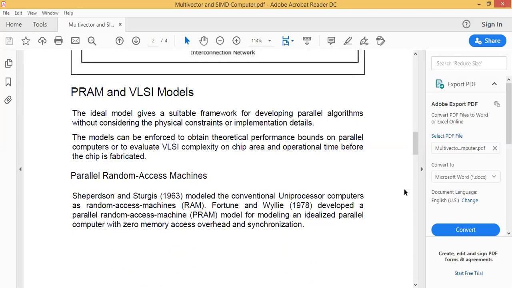The parallel random access machine: the conventional uniprocessor computer is the random access machine, also called RAM. It was developed into the parallel random access machine, the PRAM model, for modeling an idealized parallel computer with zero memory access overhead and synchronization.